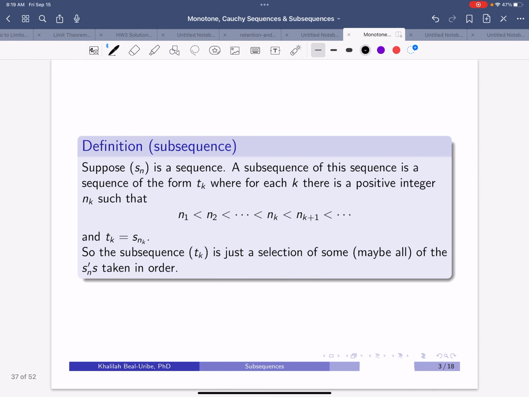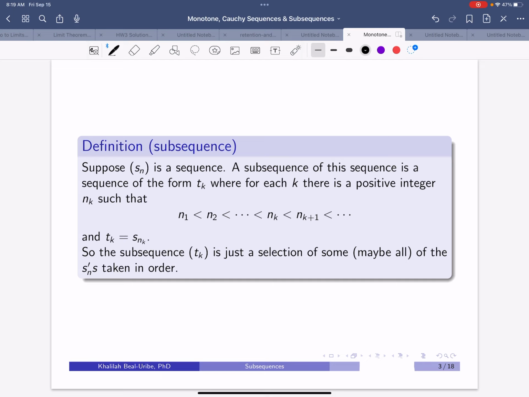Okay, so what is a subsequence? Well, you start off with a sequence, so suppose Sn is a sequence. A subsequence of Sn is another sequence that you form from the terms of Sn. And so here's the key. You select some or maybe all of those terms, and you have to preserve the order of your original sequence.